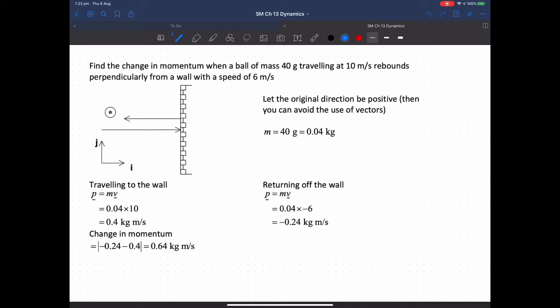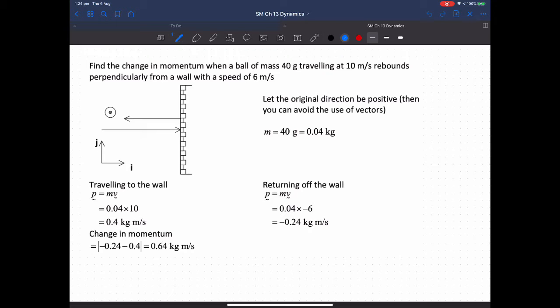In this question, we're also going to calculate a change of momentum. We're told, find the change of momentum when a ball of mass 40 grams, travelling at 10 metres per second, rebounds perpendicularly from a wall with a speed of 6 metres per second.